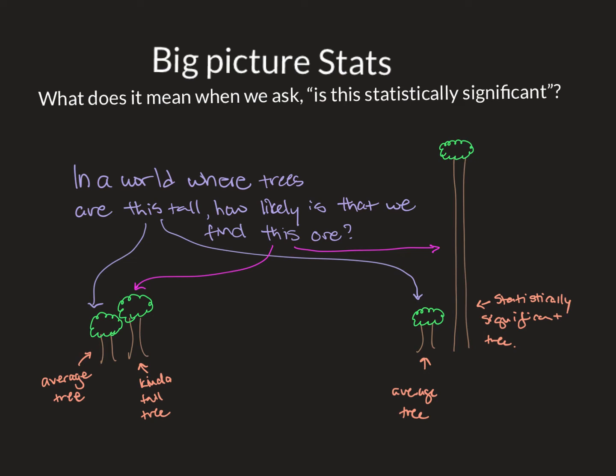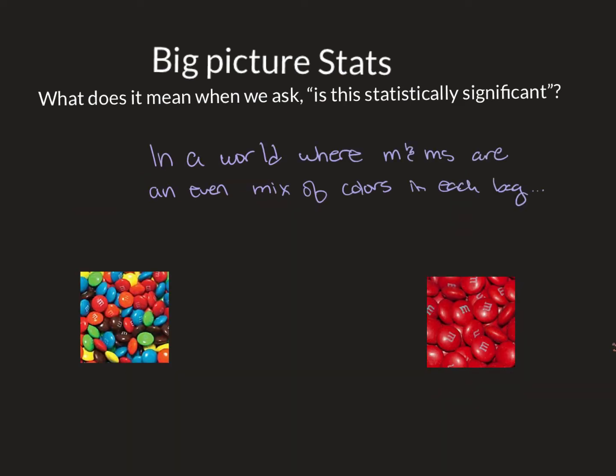Another example would be like this. In a world where M&Ms are an even mix of color in each bag, so this is what you expect, if you opened up a bag and it was all red M&Ms, you would be pretty surprised. That would probably be an example of a statistically significant bag of M&Ms. Whereas if you just had one somewhere in the middle here that had a couple more red M&Ms, you're like, wow, there's a lot of reds in here. That is maybe iffy on the statistical significance. Okay.